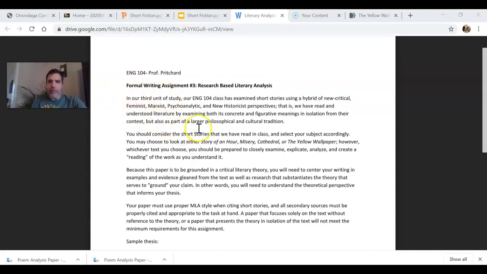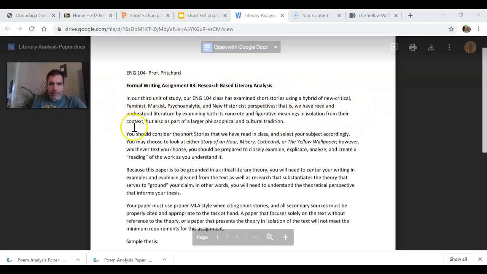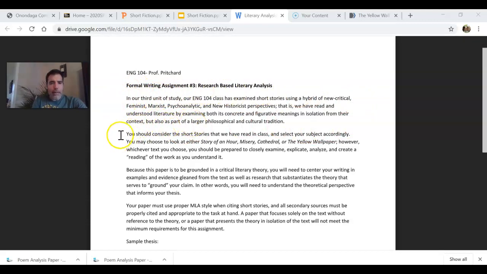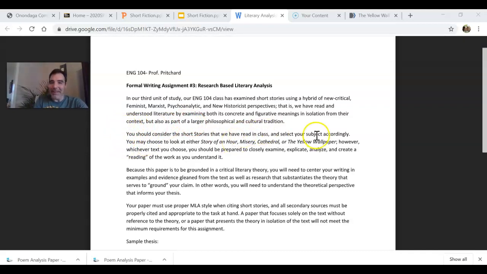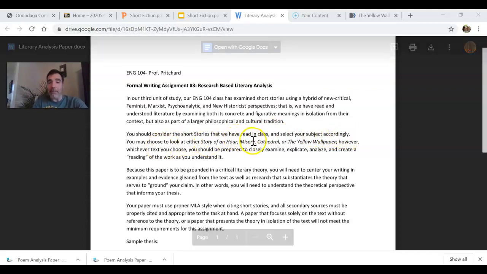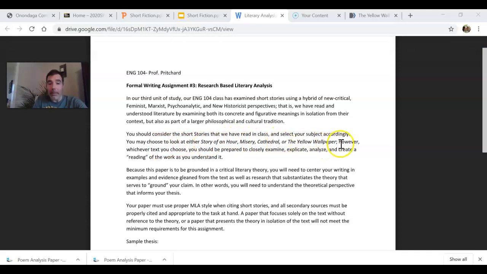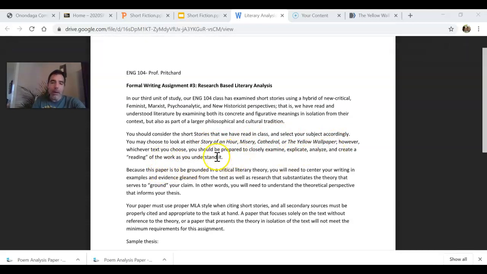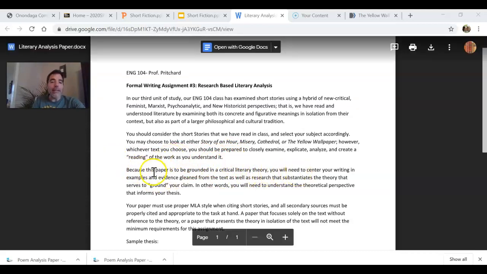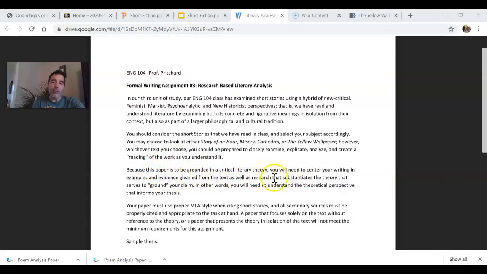it basically summarizes what we've already discussed. And so down here it says you should consider the short stories we've read in class, however you want to think about that in our current situation, and select your subject accordingly. You can either look at Story of an Hour, Misery, Cathedral, or The Yellow Wallpaper. And you're going to be closely examining, explicating, analyzing, and creating a reading in the same way that we have. But because the paper is grounded in critical theory, you're going to center your reader on examples gleaned from the text as well as research that substantiates the theory.